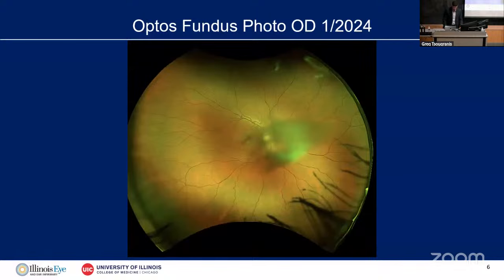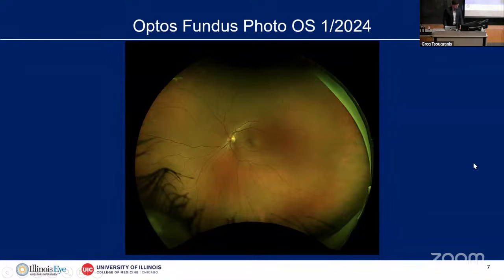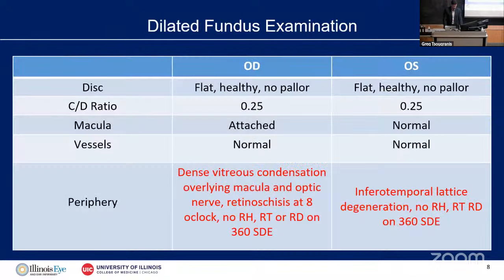Great, awesome, Cassie. Thanks for that. And then also I've included the left eye here. Just for time's sake, this is a grossly normal Optos pseudocolor fundus photo of the left eye without any vitreous condensation. And here's a quick summary of the findings. Some additional findings that were not seen on the Optos but were seen on scleral depressed exam, notably in the right eye: there was also this area of retinoschisis at 8 o'clock, but no holes, tears, or detachments again on scleral depression. And then there was some inferotemporal lattice noted in the left eye.